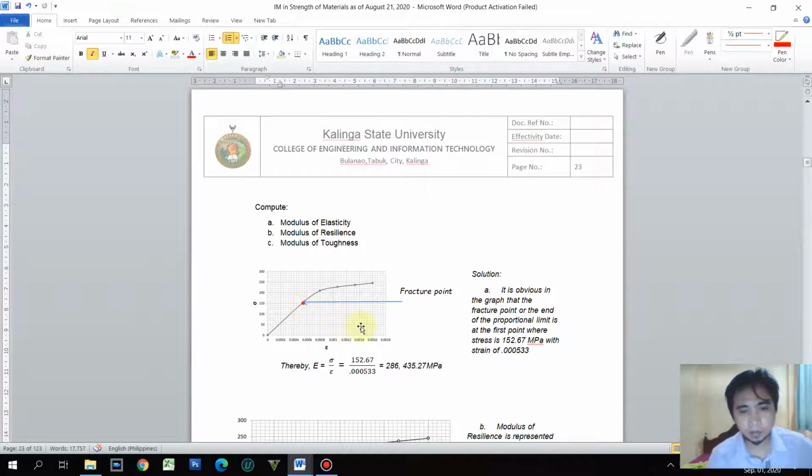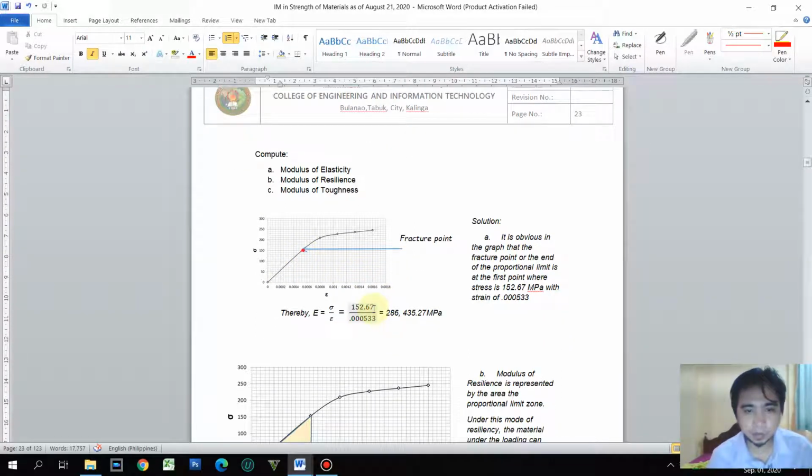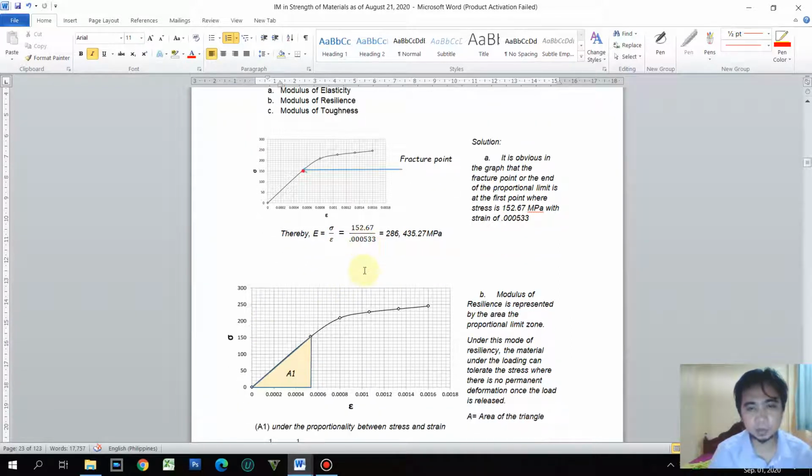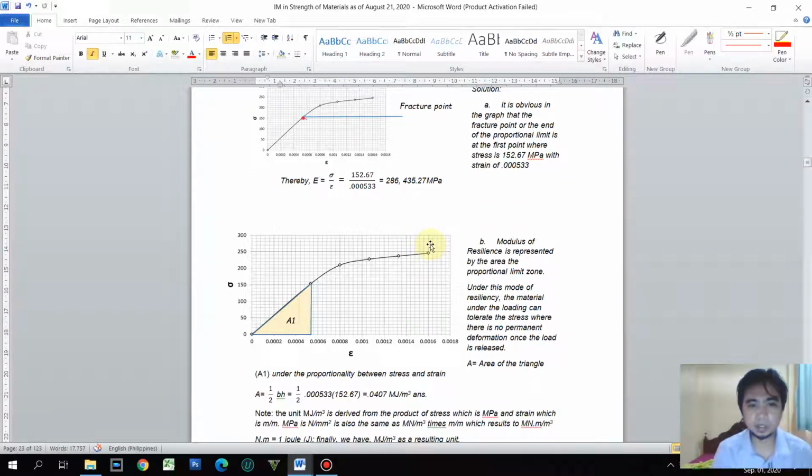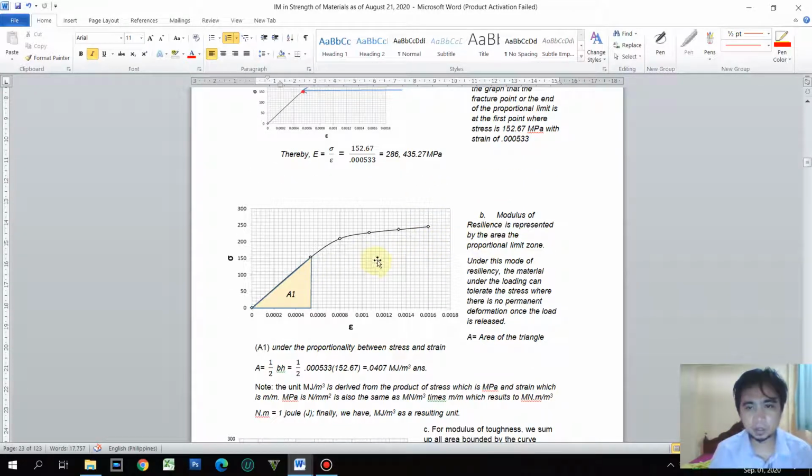hanggang dito, then we will simply divide this one, 152.67 all over strain 0.000533, which is 286,435.27, because ayun, we are just working with the 2 points. Yung isang point kasi nasa 0. That is why we do not need to have any pair of the change in sigma or the change in epsilon. So by this, we can derive the modulus of elasticity equivalent to 286,435.27.